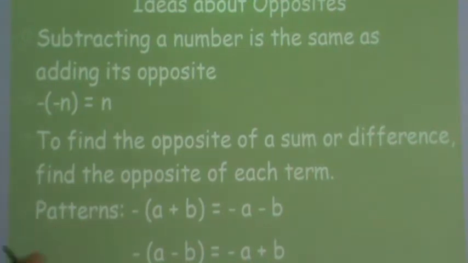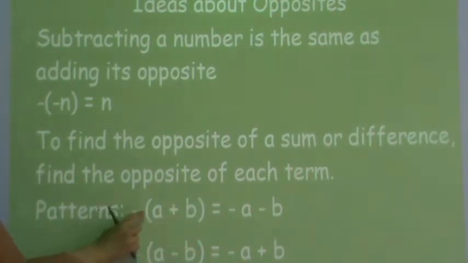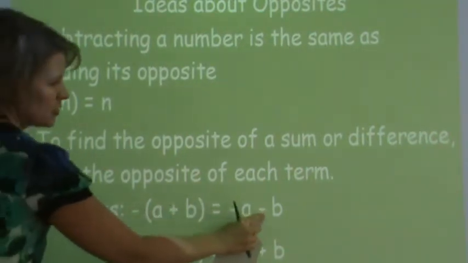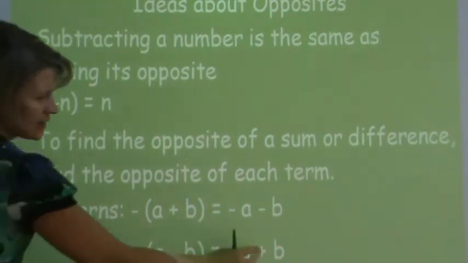Okay, so for example, in this one, if we have the opposite of a plus b, well, we take the opposite of a, which is negative a, and then the opposite of plus b, which would be minus b. Okay, opposite of a minus b, that's going to be negative a, the opposite there, and then the opposite of minus is going to be plus.